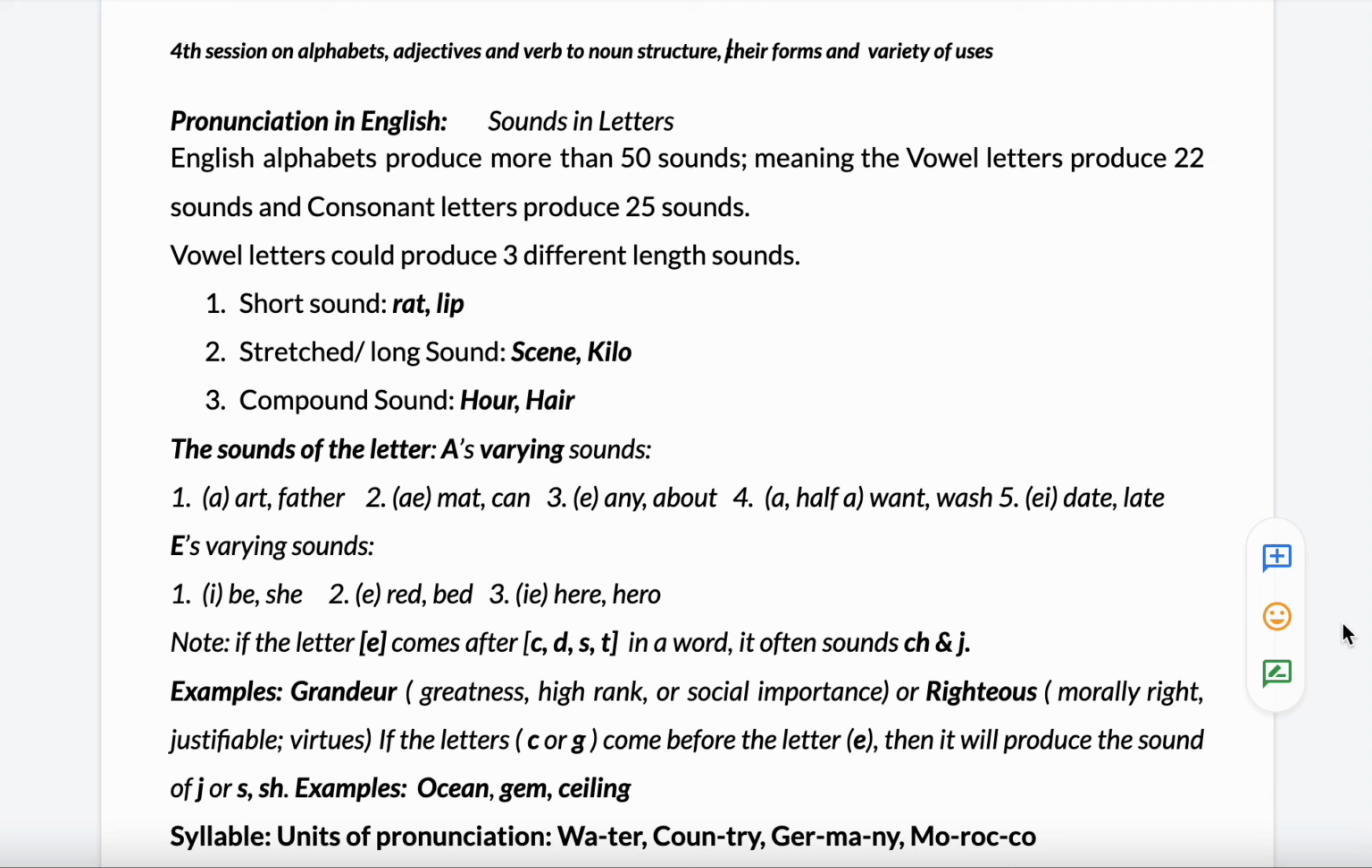Today we're going to talk about pronunciation in English. In the past, we had informative classes about parts of speech and alphabet letters in the English language, but today we're going to talk about pronunciation in English.